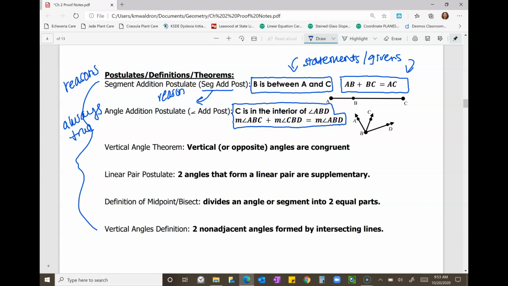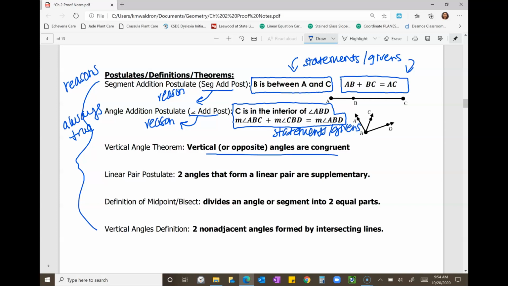Angle addition postulate, so same thing. Everything here in the box, these are your statements or your givens. Okay, and so your reason, if you were doing this on the right column, would be angle addition postulate. So this is two smaller angles make up the big angle. So you're looking for any words with the term interior or measure of two angles equaling the measure of another angle. Okay, vertical angles, there's really nothing new here.